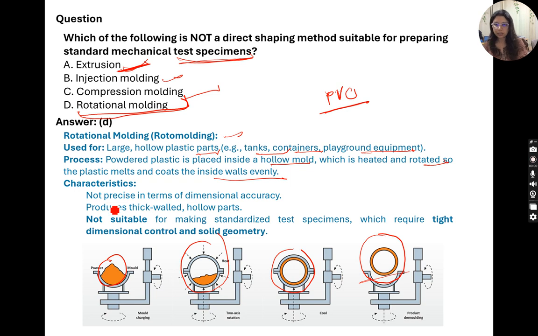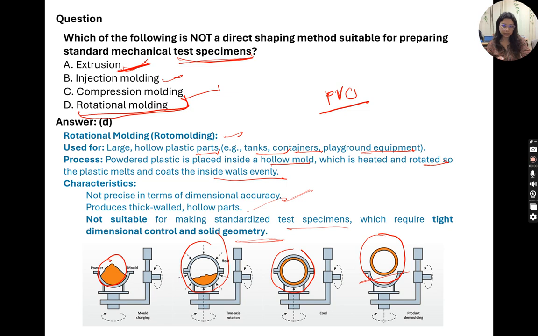Looking at the characteristics, it is not precise in terms of dimensional accuracy, and it produces thick-walled hollow parts. So it is not suitable for making standardized test specimens, which require tight dimensional control and solid geometry. For mechanical testing, we need proper specifications of the sample. Anything deviating from the specification we cannot use, because mechanical and other testing is based on ISO and ASTM standards, and these standards require specific shapes and dimensions for all samples.